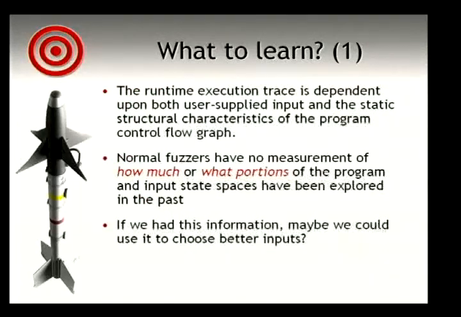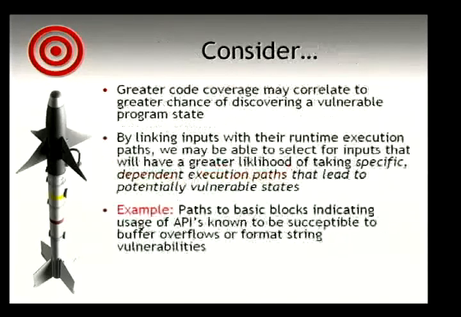So the question is, what can we learn? What could we use to drive a fuzzer? We can make the first observation that the runtime execution trace is dependent both upon user-supplied input and the static structural characteristics of the control flow graph for the program. A normal fuzzer, as we said, driven by random input injection, has no knowledge or measurement of how much or what portions of the program and input state spaces have been explored. Perhaps if we had this information, we could use it to choose better inputs in the future based upon what we've tried in the past.